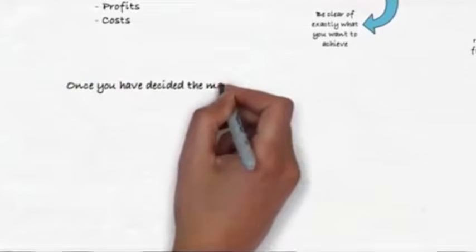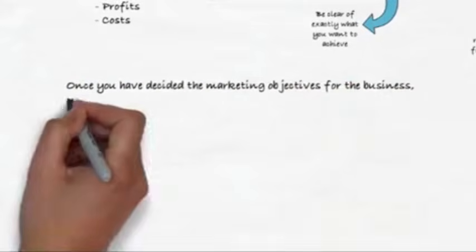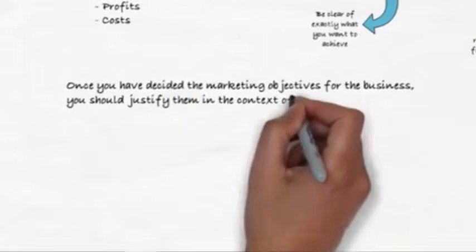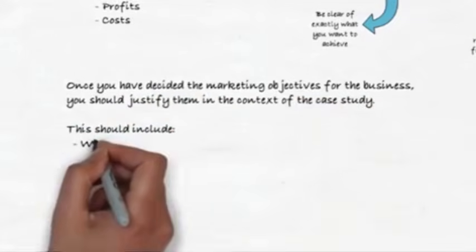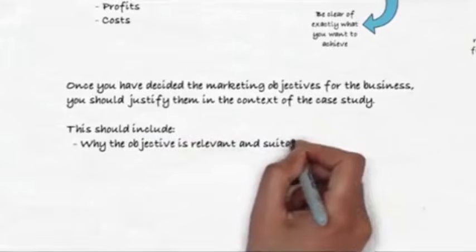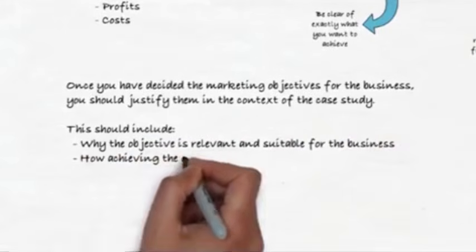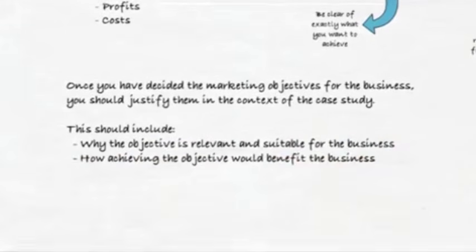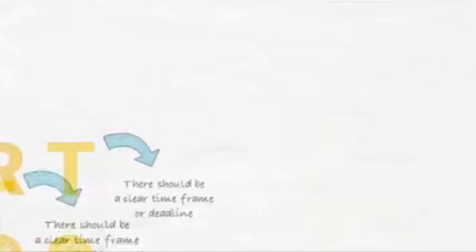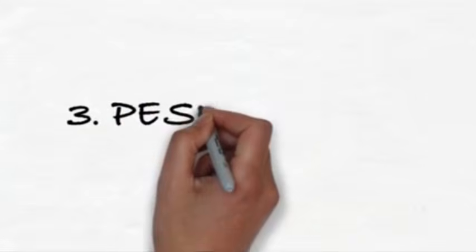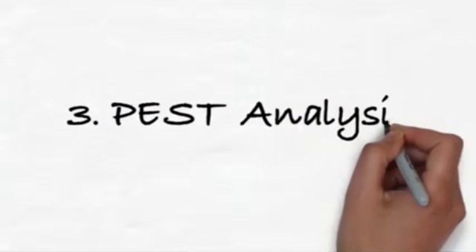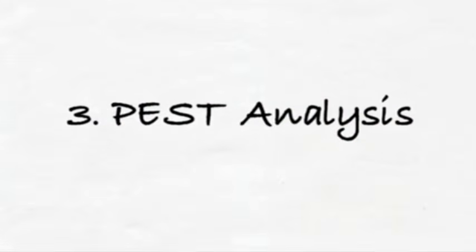Once you have decided the marketing objectives for the business, you should justify them in the context of the case study. You should explain why each objective is relevant and suitable for the business, and also briefly discuss how achieving the objective would benefit the business. In Activity 1, you are required to use situational analysis tools to form a justification.